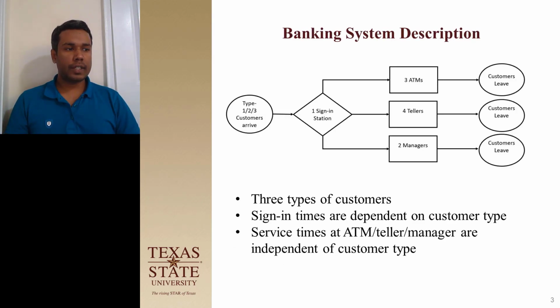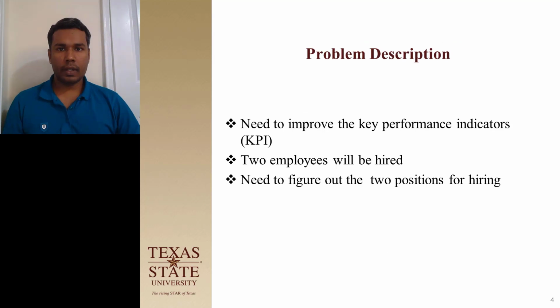Now the banking system description. Here we can see the diagram of the banking system. There are 3 types of customers, and sign-in times are dependent on customer type, and service times at the ATM, teller, or manager are independent of customer type. Here are the problems. We need to improve the key performance indicators, or KPIs. 2 employees will be hired, and we need to figure out the 2 positions for hiring.